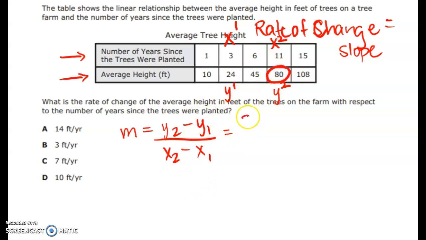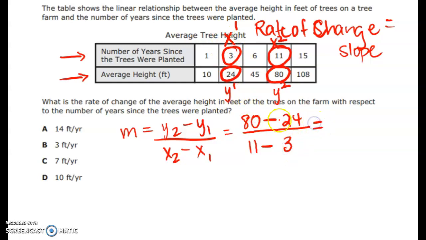So y2 is 80 minus y1, which is 24, over x2, which is 11, minus x1, which is 3. So 80 minus 24 is 56, over 11 minus 3 is 8. So now I can simplify this. This becomes 7 over 1.